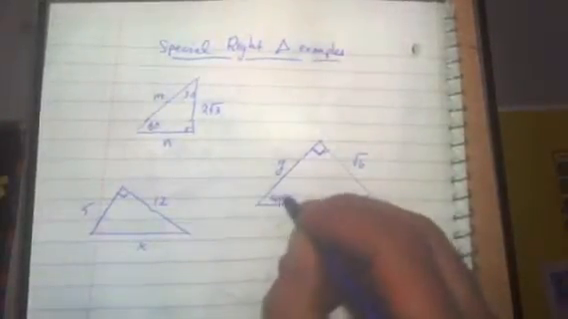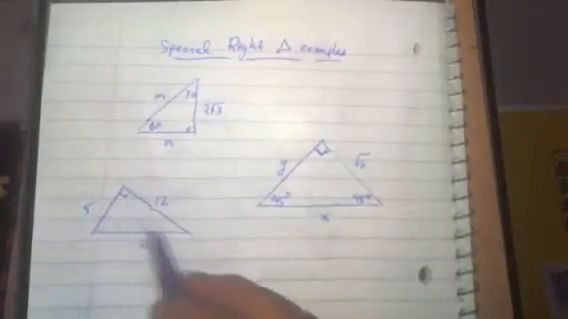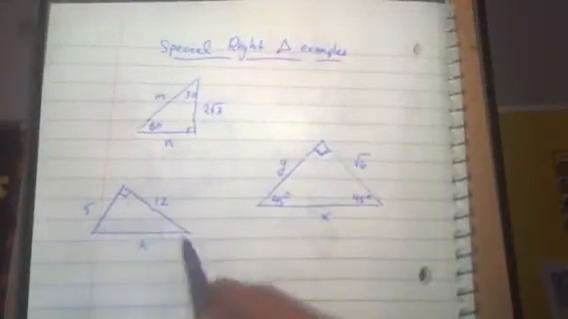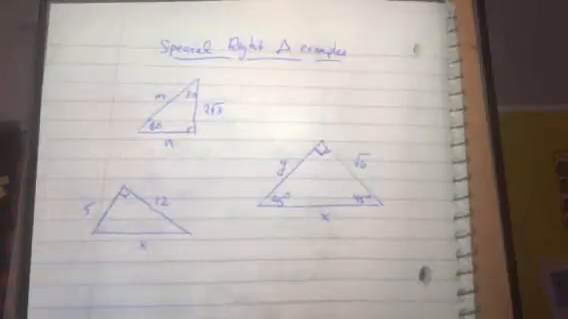Okay, we're going to work at three different special right triangle examples. One of them is a 60, 30, 90 degree right triangle, and this one is a 45, 45, 90. This one has a 90-degree angle, but we don't know what the other angles are, and we don't care because we're going to use the Pythagorean theorem to figure that out.